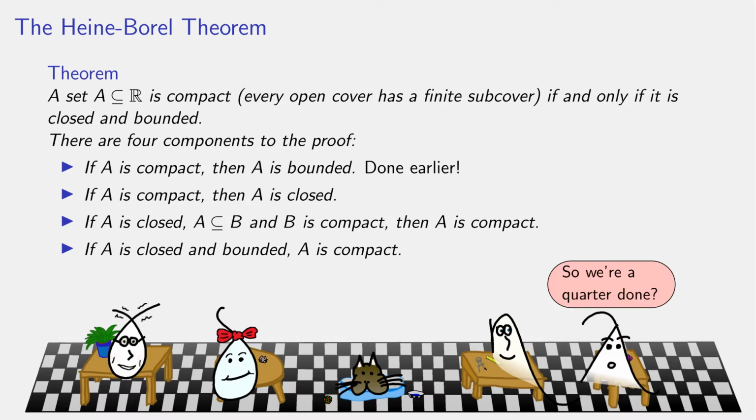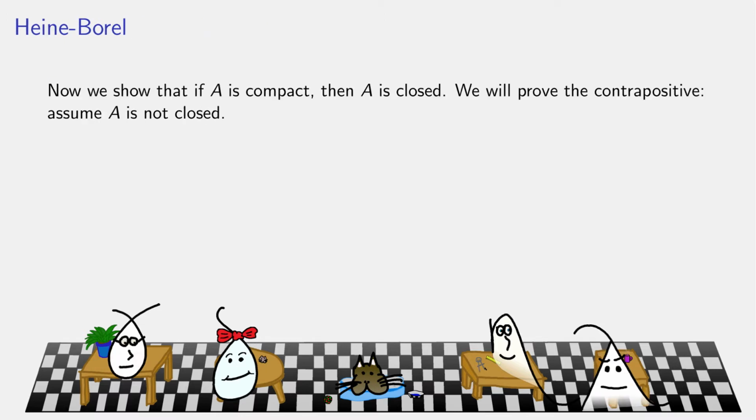And yeah, we did the first one in a previous video. If it's compact, then it's bounded. In a sense, we're a quarter done. In a much more real sense, we aren't, because that was by far the easiest quarter to do. So we have shown that a compact set must be bounded. Let's show a compact set must be closed.